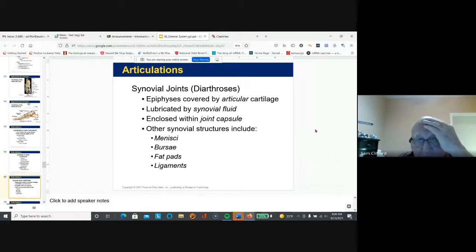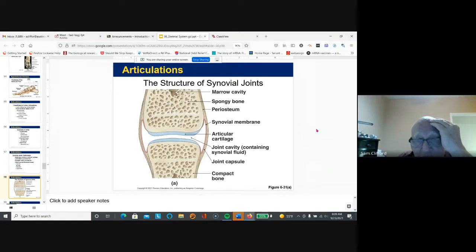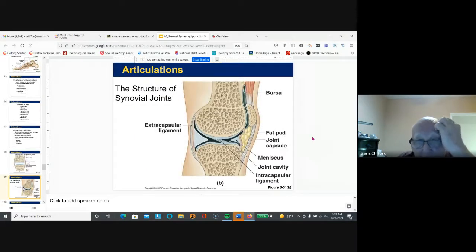Synovial joints, very freely movable joints. You should know all these structures of the knee joint. There'll be questions on articular cartilage, joint cavity, the synovial membrane. This picture will show up in WebAssign. We're not going to do the shoulder joint, so you will have to know all of these terms, though. Here's another view of the knee joint. Know the parts.